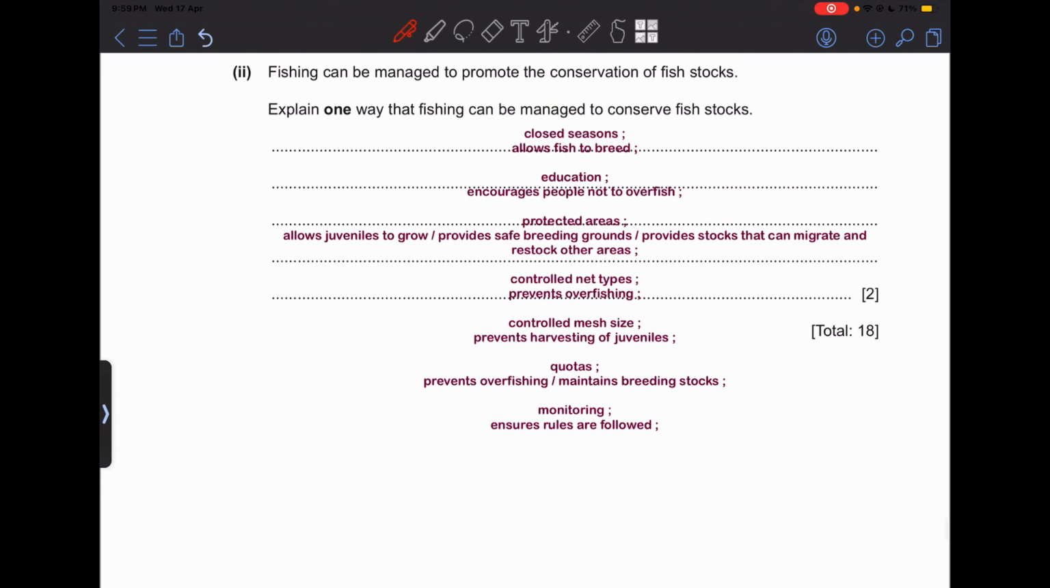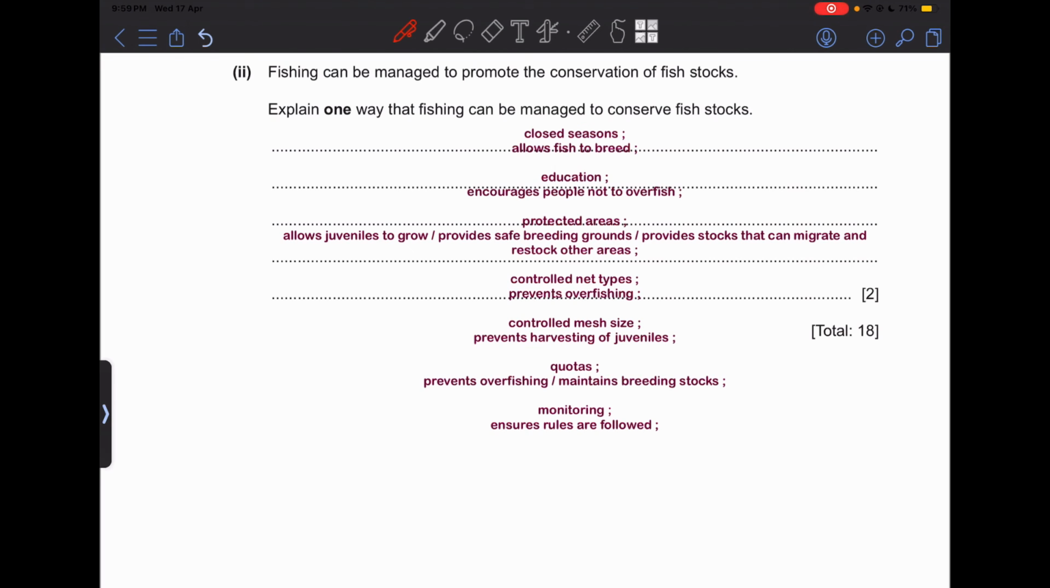Controlled net types prevents overfishing. So basically they're going to be controlling the types of nets that the fishers use to catch the fish. And if they are large nets, they are going to allow the small fish to go and only the large fish to be caught. This is the good type of net that should be used. Controlled mesh size prevents harvesting of juveniles, as I just said.